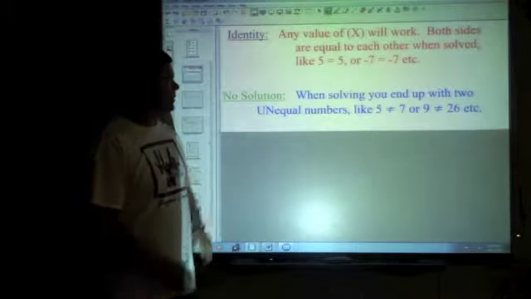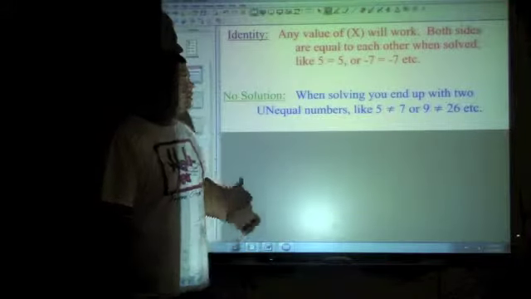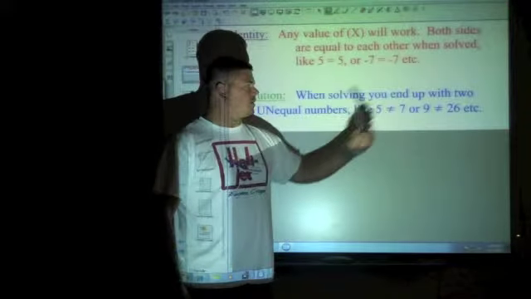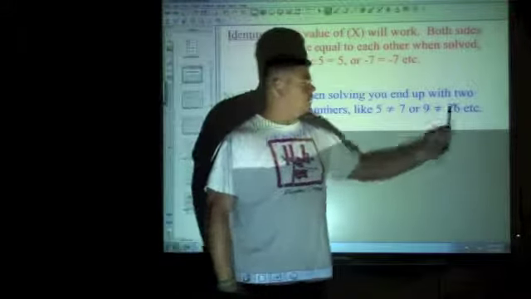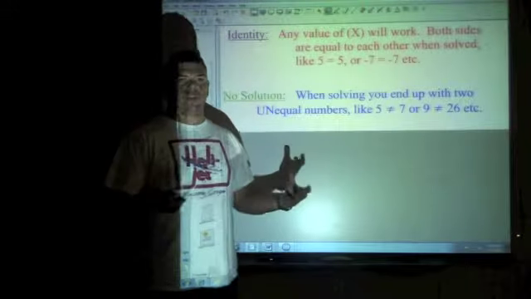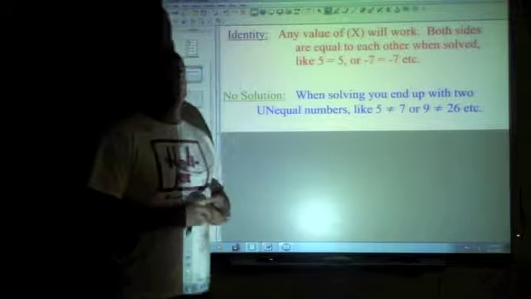No solution. A no solution is when we solve, go through the whole shuffling process, and we end up having unequal numbers at the end. Say we have 5 does not equal 7, or 9 does not equal 26. So the x's have canceled themselves out, and there's nothing left except two numbers that are not equal. That's a no solution.